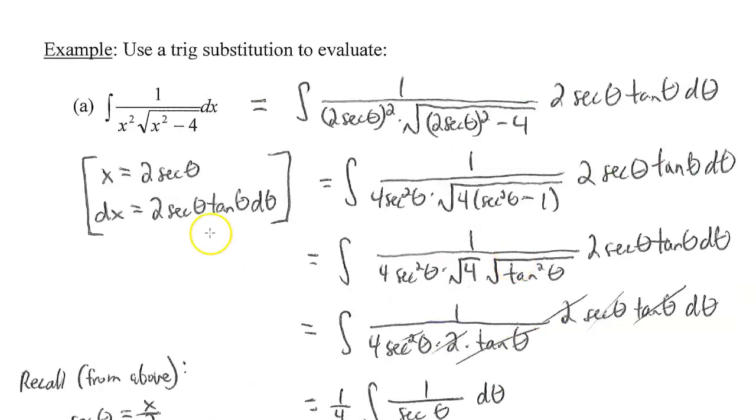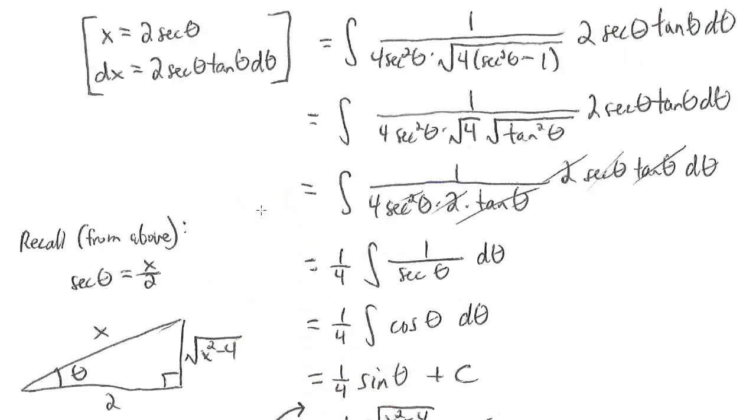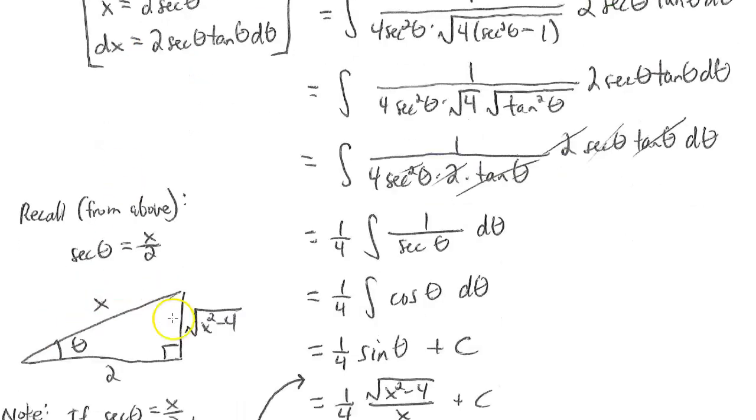Now, that's not our final answer, because our final answer should have x's, right? Because our original integral had x's. So where do we go from here? We have 1/4 sine theta. Well, what's sine theta? Well, remember, x is equal to 2 secant theta. Another way of writing that is that secant theta is x over 2. Right? Divide both sides by 2. Secant theta is x over 2.